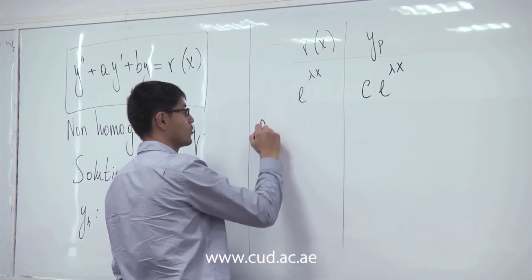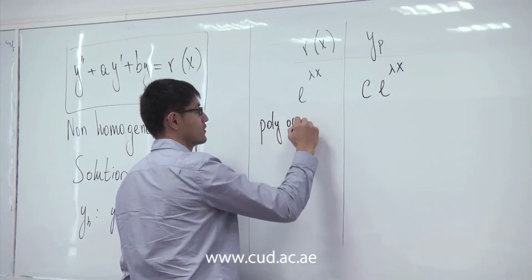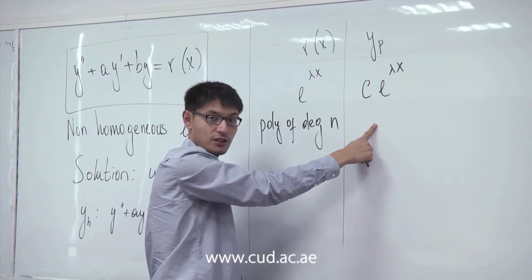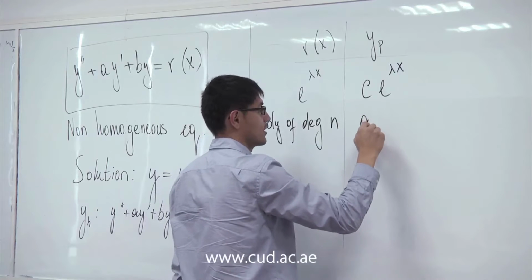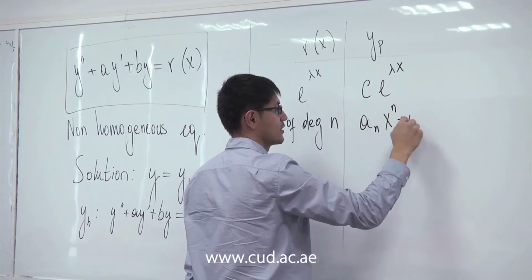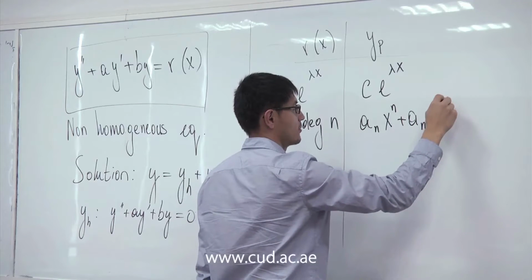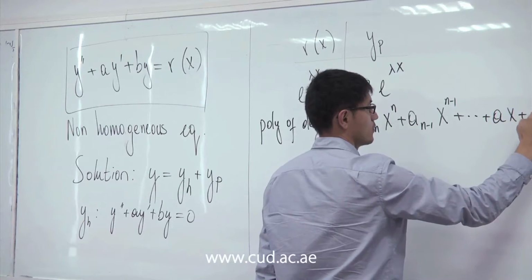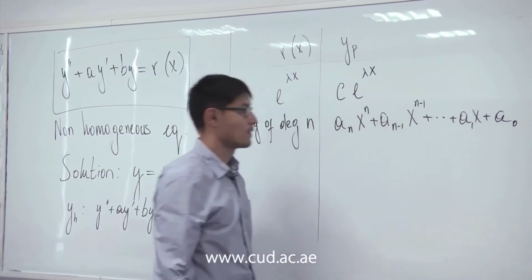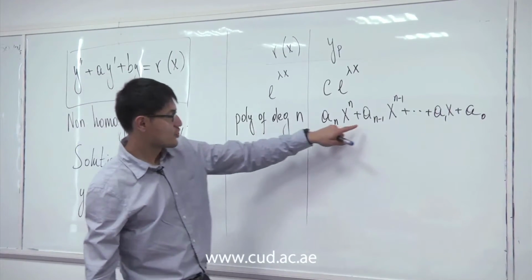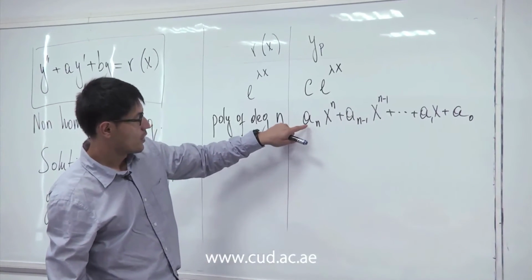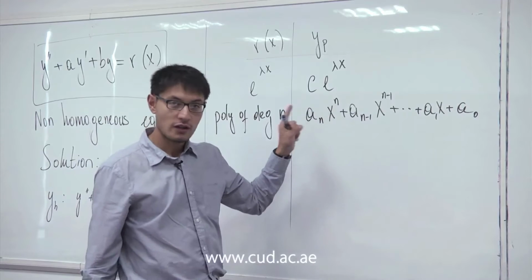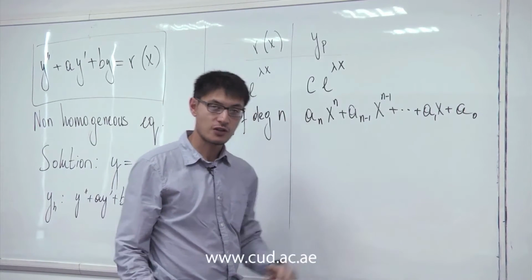If r(x) is a polynomial of degree n, then yp is also going to be a polynomial of degree n. So let's write it as a_n x^n + a_(n-1) x^(n-1) + ... + a1 x + a0. So this is the general polynomial of degree n with coefficients a_n, a_(n-1), a1, a0. And our job is to find those undetermined coefficients.